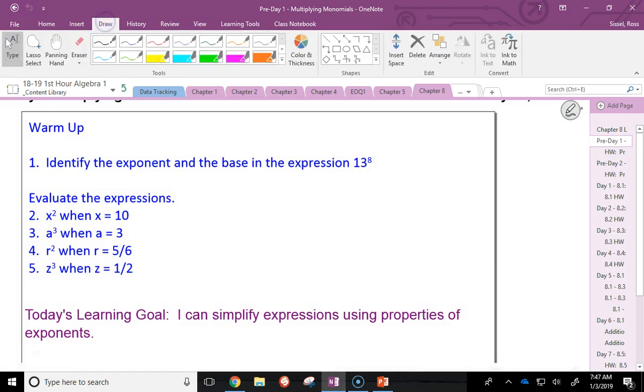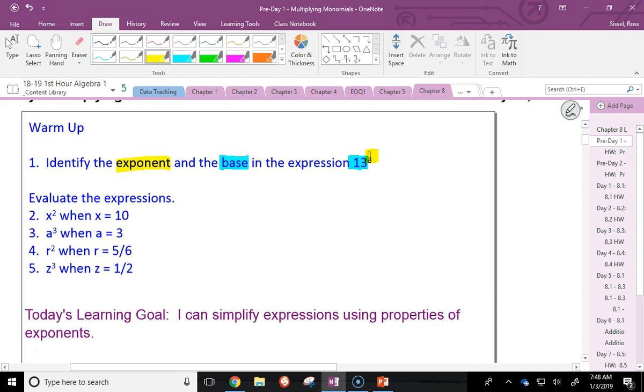Identify the exponent and the base in the expression 13 to the 8th power. So we'll make the exponent yellow and the base blue. What is the base on 13 to the 8th power? Just make sure we understand that vocabulary. Reagan? Yeah. So the base is 13. That's your main number, which by process of elimination means our exponent is 8.